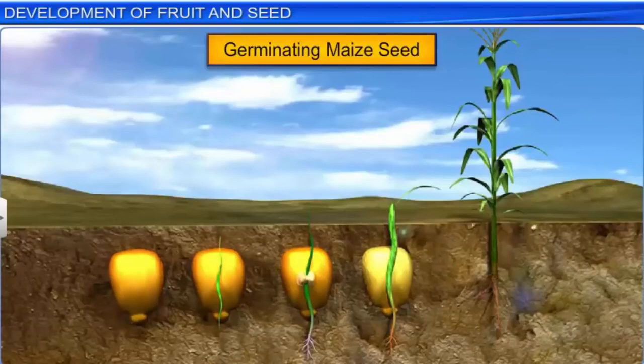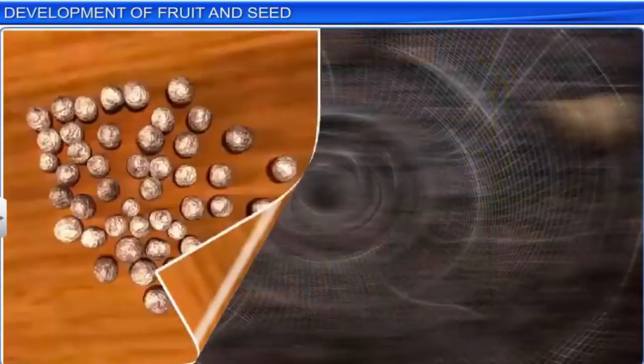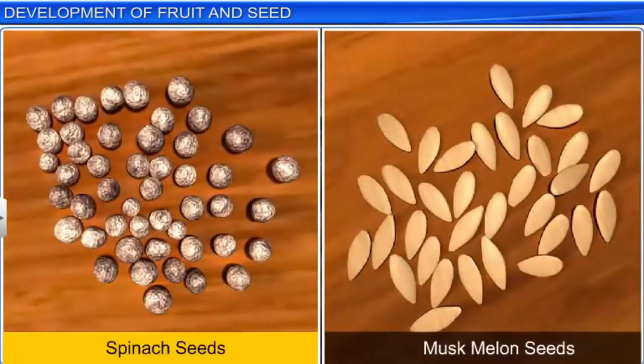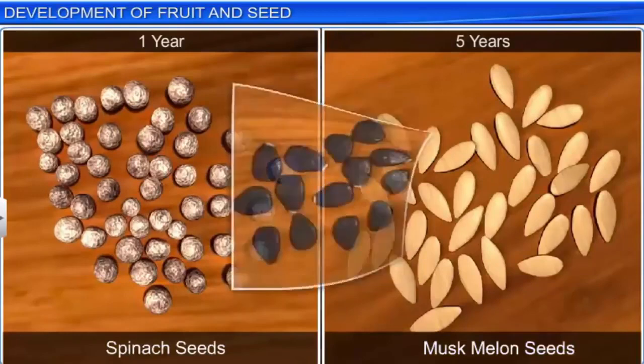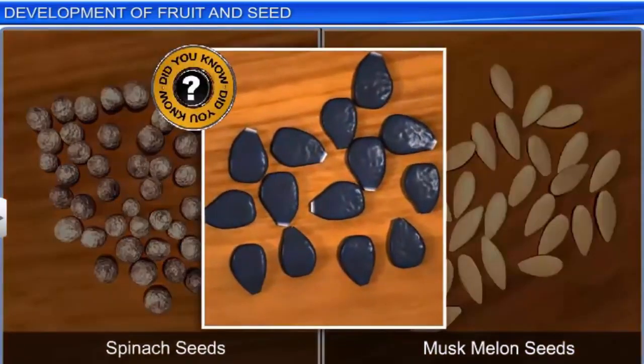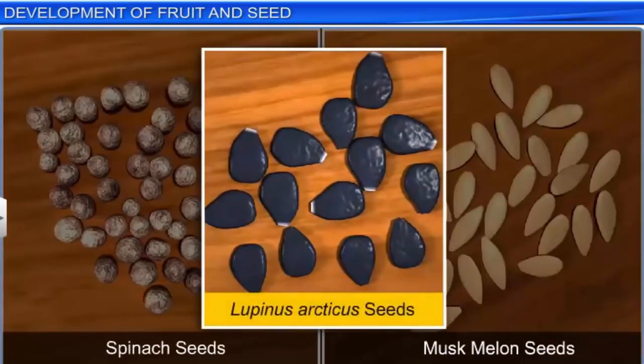This ability of the seed to germinate is called seed viability, and it varies across seeds of different species. The seeds of spinach, for instance, remain viable only for a year or so, whereas muskmelon seeds remain viable for 5 years. Did you know that excavations around the Arctic tundra region have led to the finding of seeds of Lupinus arcticus, which remained viable for 10,000 years before germinating and flowering?